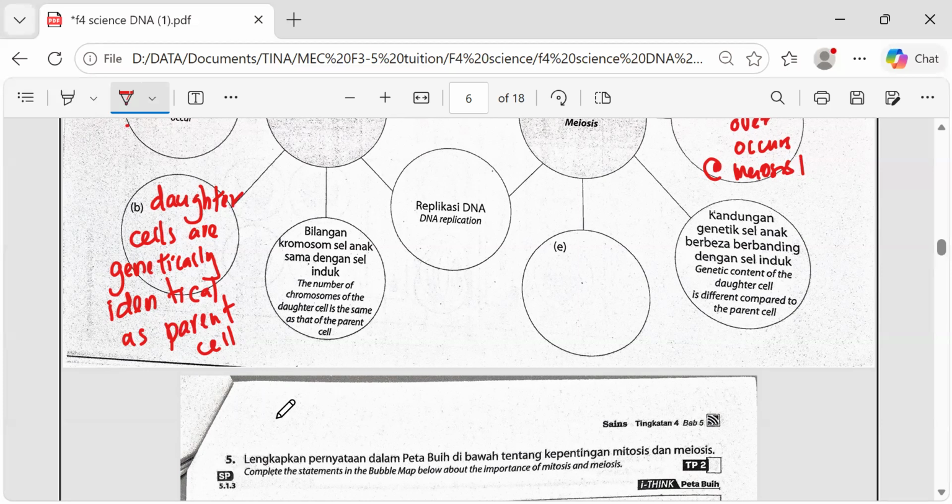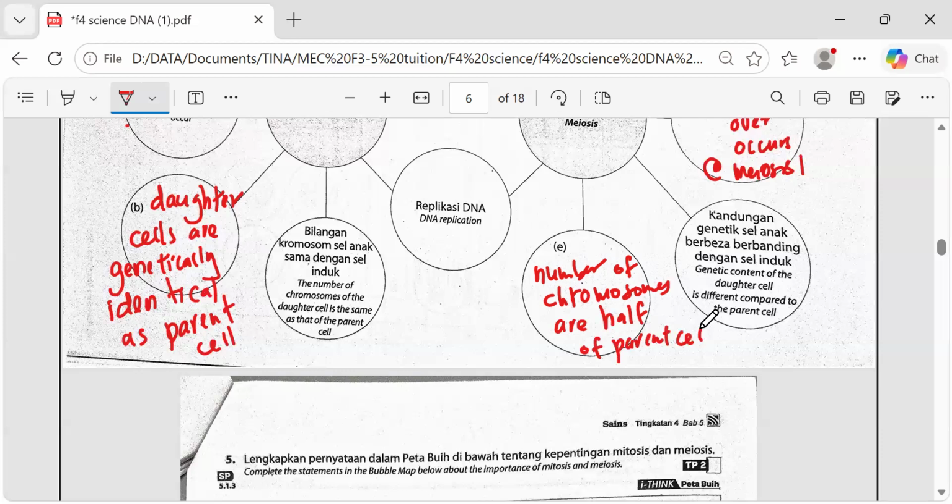Okay, the number of chromosomes of the daughter cell is the same as the parent cell. For meiosis, the number of chromosomes is half.